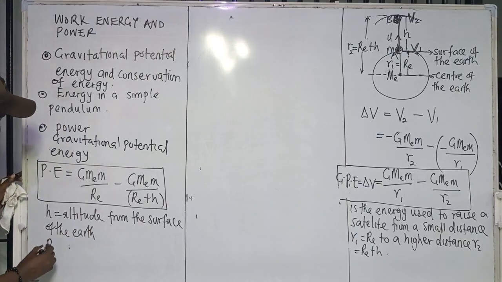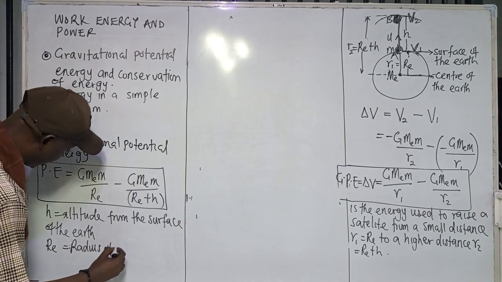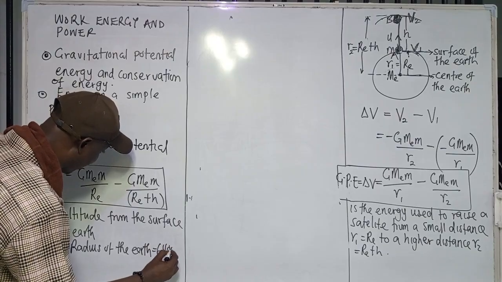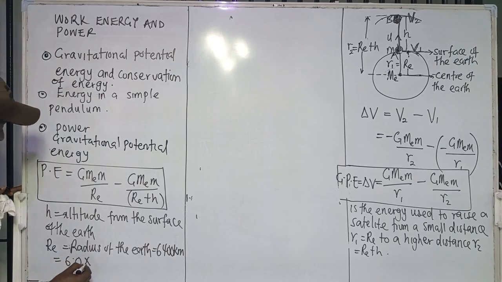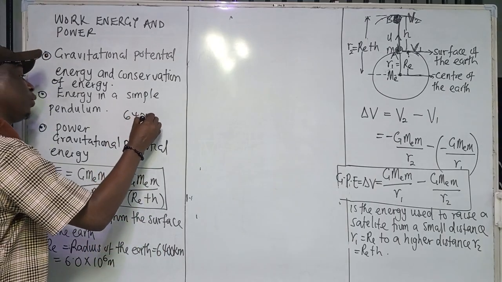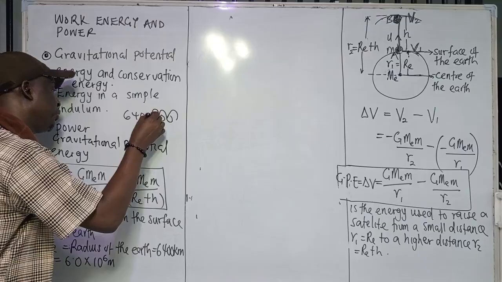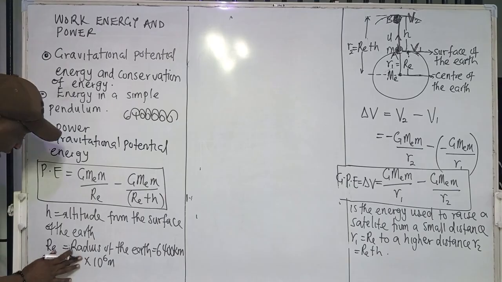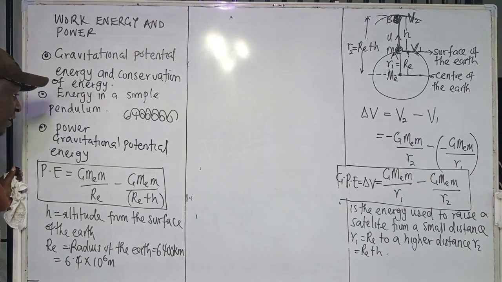What is RE? RE is the radius of the earth, and that is 6400 kilometers. If they don't give it in kilometers, it can also be 6.4 times 10 to the power 6 meters. Don't forget, 6400 kilometers. Kilo means 1, 2, 3, so 1, 2, 3, 4, 5, 6. That means 6.4 times 10 to the 6 meters.